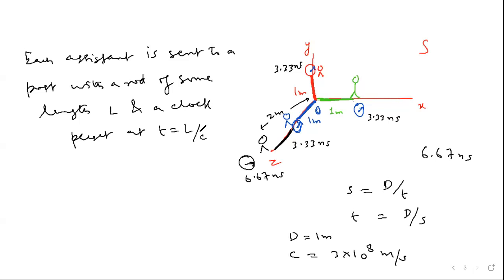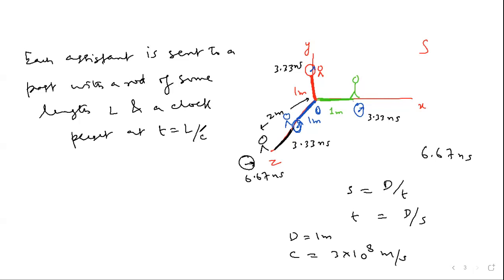Now, when all the assistants are at their posts, observer S sets off a flash of light at the origin and simultaneously starts the clock at the origin, which is preset to 0. I repeat, when all the assistants are at their posts, observer S sets off a flash of light at the origin and simultaneously starts the clock at the origin, which is preset to 0.